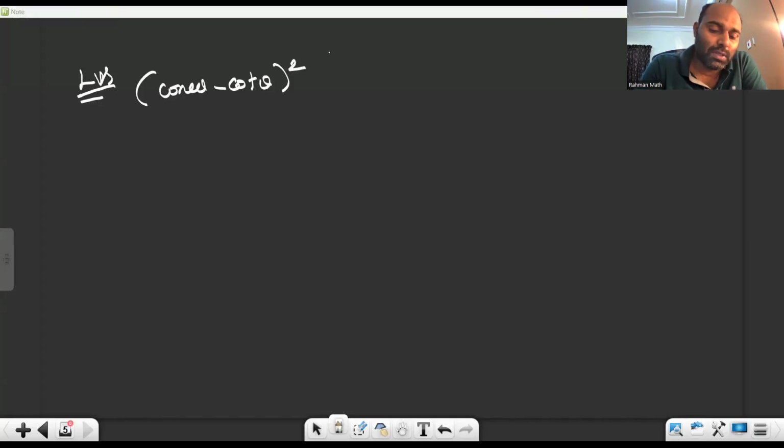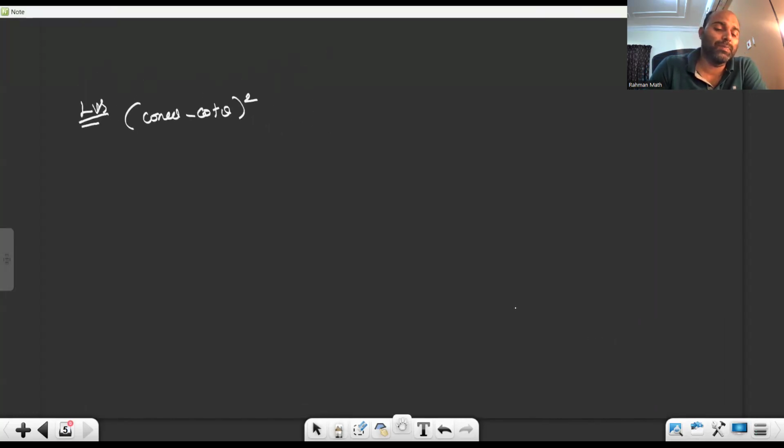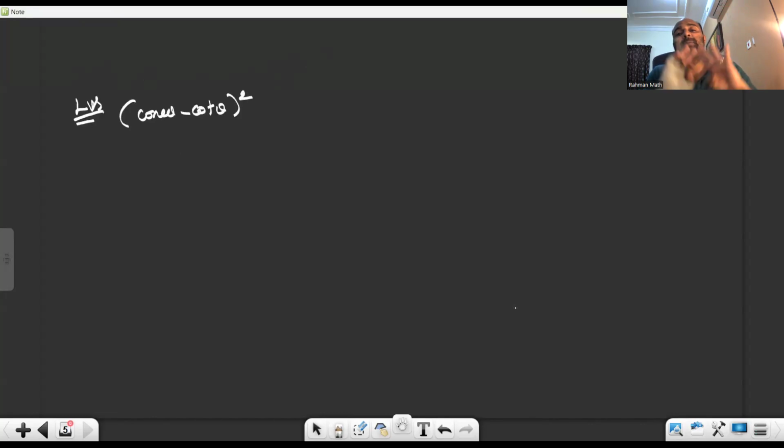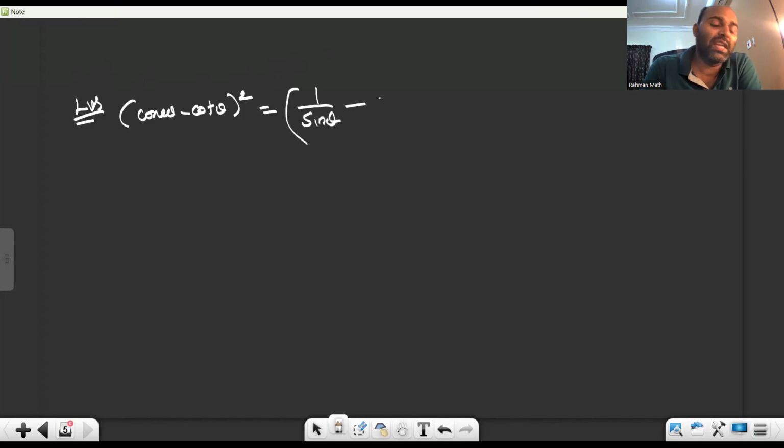At any cost, don't expand it. When will you expand? If one is the reciprocal of the other, you expand. Otherwise, don't expand. Cosec and cot are not reciprocal. But cosec and sine, if they are there, you have to expand. Listen carefully. Cosec theta you can write 1 by sine theta. I told you the technique: convert in terms of sine and cos. Cot theta you can write cos theta by sine theta.